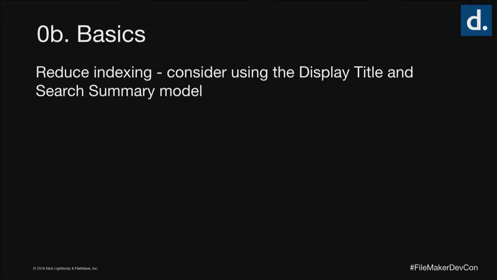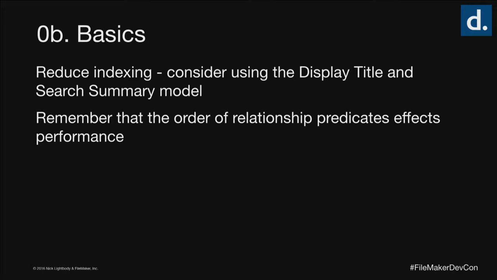So what I say is turn off all the indexing, and then only turn on the ones you need to make stuff work. One method of this is what I call the display title and search summary model. In my stuff, which is in DS Benchmark, you have a field called record title, and that's the one that's always displayed in listings, portals, top of the record, whatever. It's just an auto-entered field that you can adjust the expression in to show whatever you want from the underlying record. But you only ever display that field.